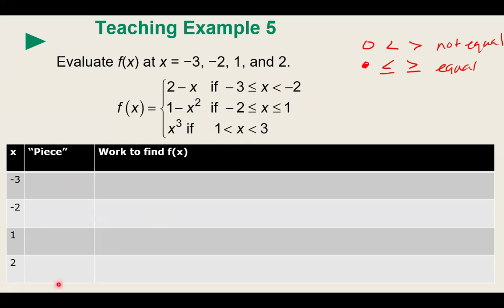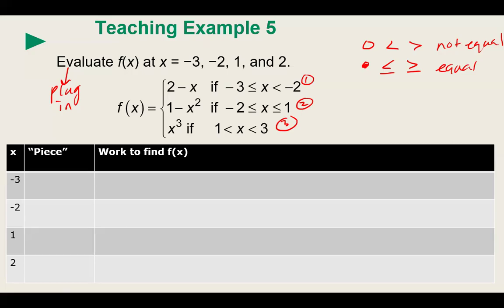Make sense? All right, so we're going to talk about evaluating. Evaluating just simply means you are plugging in. When you hear the word evaluate, that means to do what? Plug it in, okay? The only thing is, you now have to decide which piece of this function you're plugging it into, okay? So we have 3 pieces. I like to label my pieces. This is piece 1, piece 2, and piece 3. Based on the interval of your lower and upper bounds, you're going to determine which piece to use to evaluate, okay?